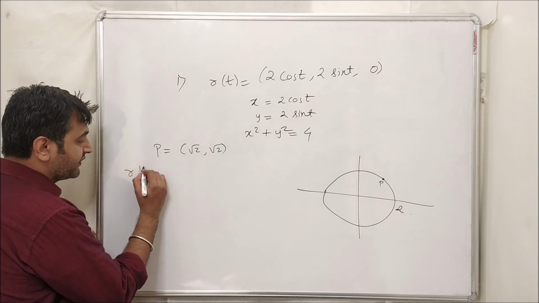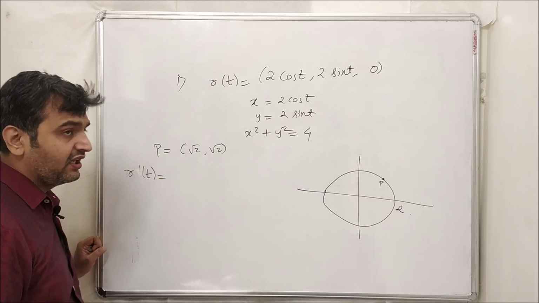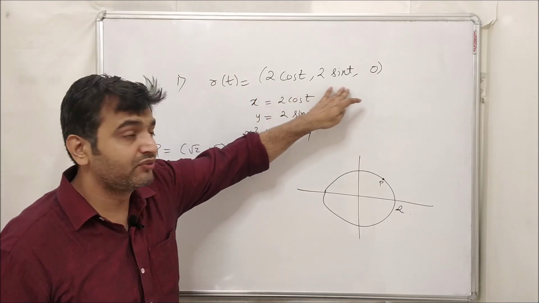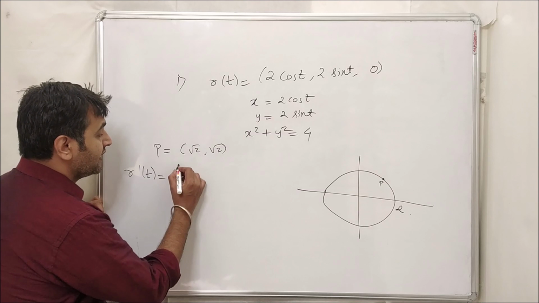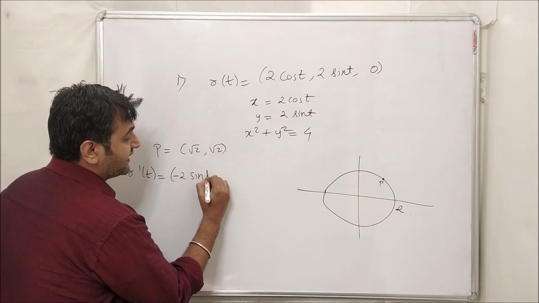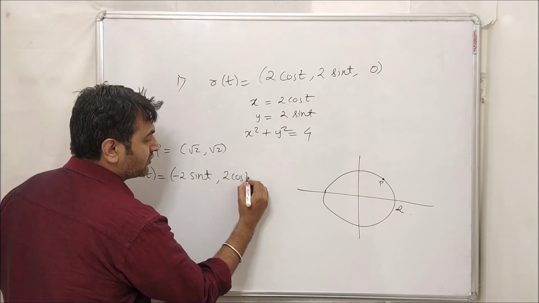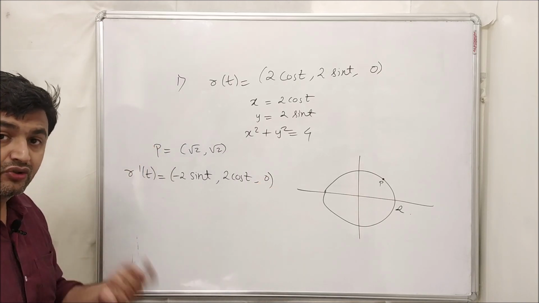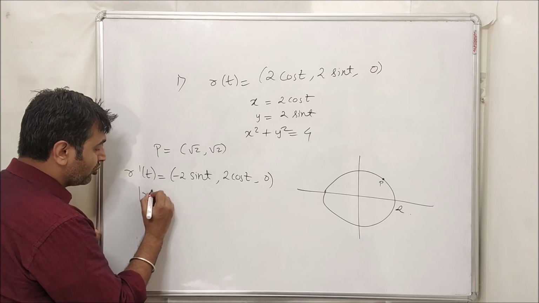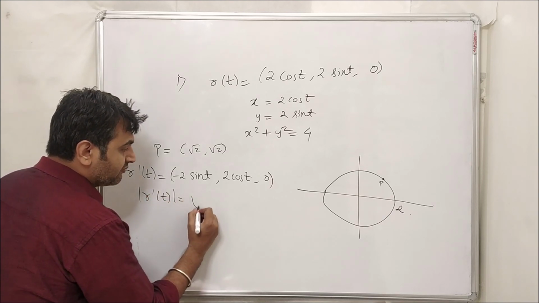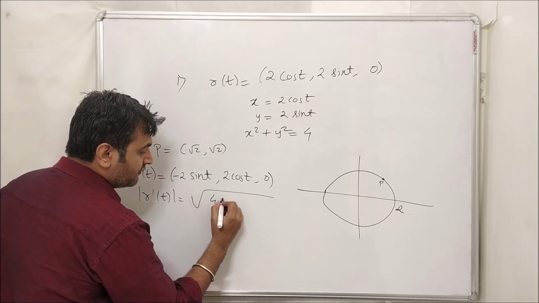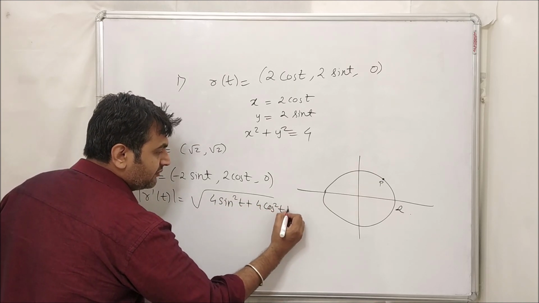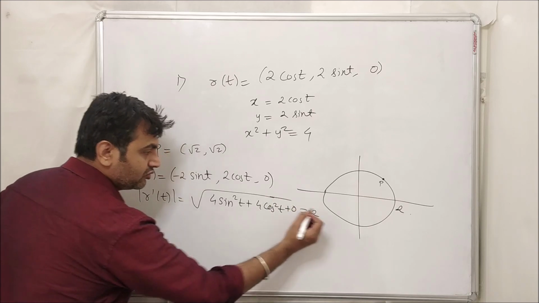So your r prime of t, one way is you go by the definition, another way is taking the derivative, which is very easy. You simply take it component-wise. So the derivative of this is nothing but minus 2 sin t comma 2 cos t comma 0. Now once you have the tangent vector, let's find the unit tangent vector. That means, what is the magnitude of r prime of t? It is the square root of 4 sin squared t plus 4 cos squared t plus 0, which is nothing but 2.